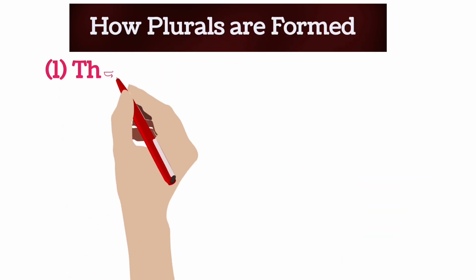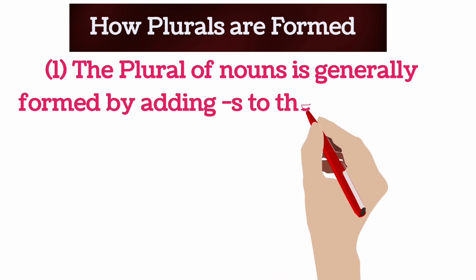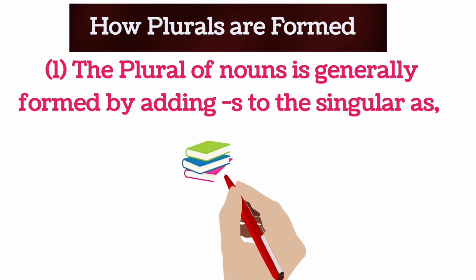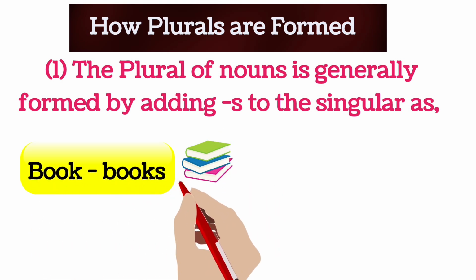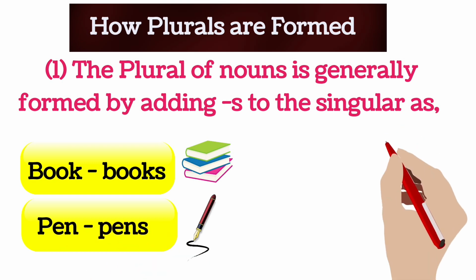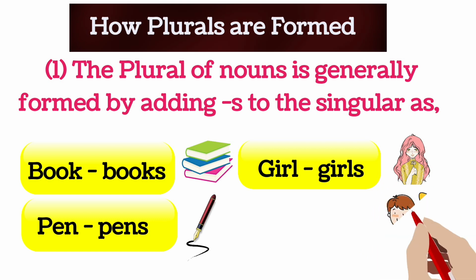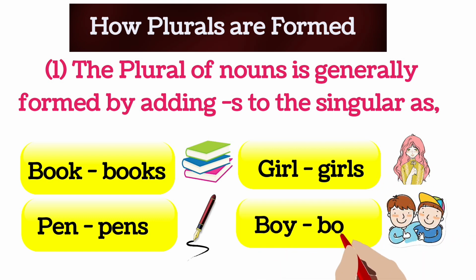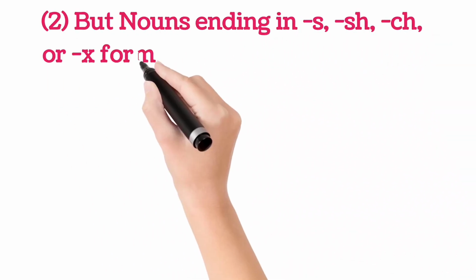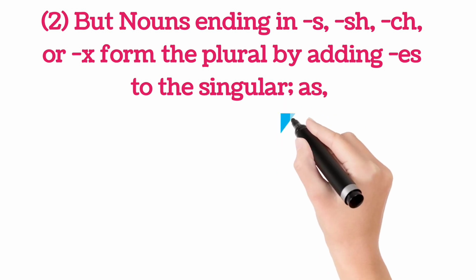How plurals are formed. The plural of nouns is generally formed by adding s to the singular as. Book, books. Pen, pens. Girl, girls. Boy, boys. But nouns ending in s, sh, ch or x form the plural by adding es to the singular.